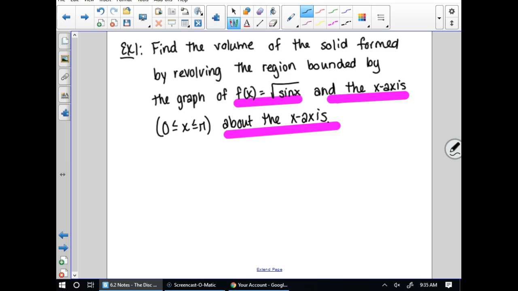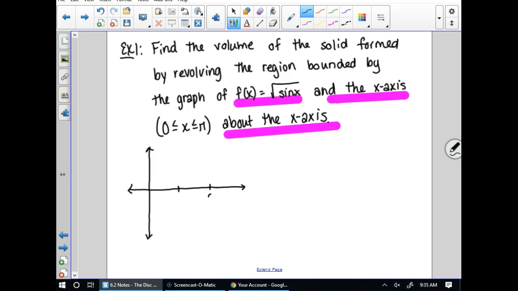So the question asks us to find the volume of the solid formed by revolving the region bounded by the graph of f of x equals square root of sine x and the x-axis from 0 to pi about the x-axis. It's a good idea for these to try to get a graph before you actually do the problem. Sometimes they may be too complicated and you may have to figure out how to do it otherwise, but something like the square root of sine x, I don't know how to graph very well, but I am probably going to be able to figure it out.